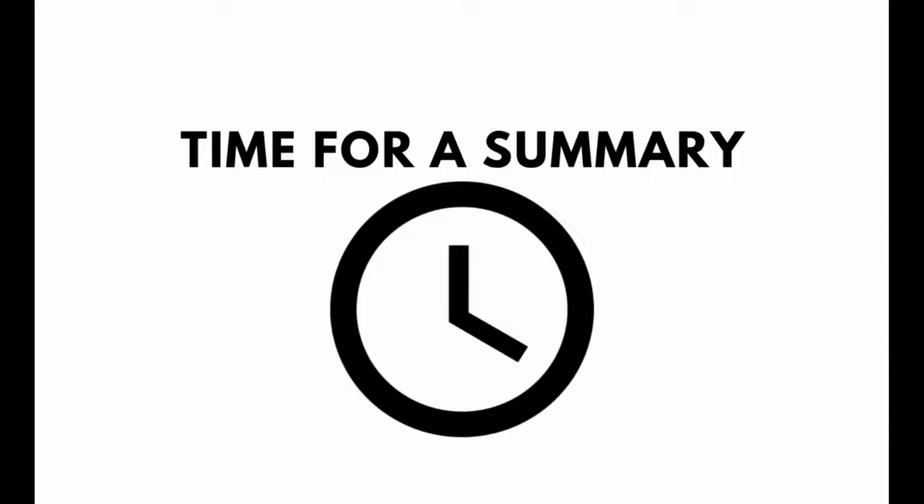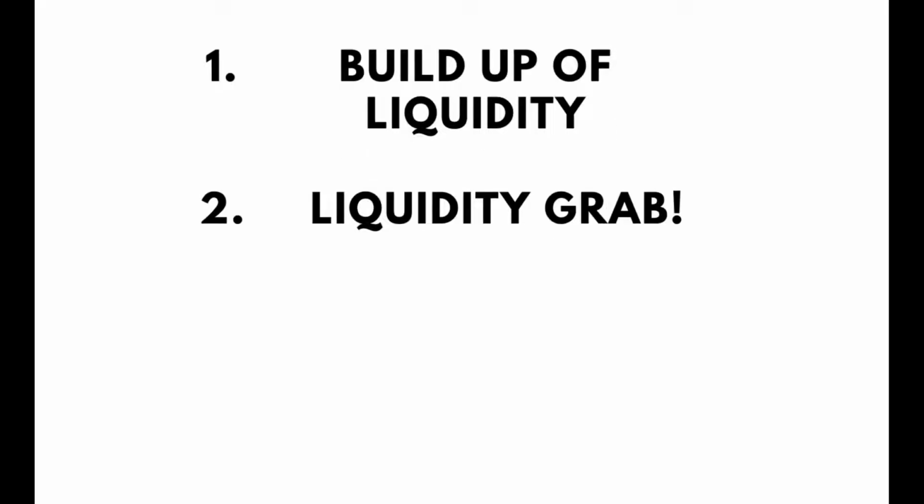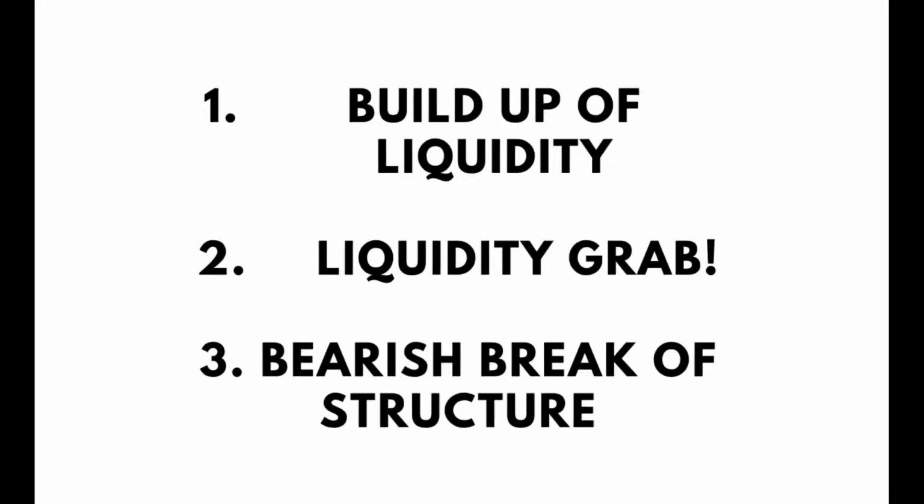So as a summary of what to look for when looking for a distribution schematic, first you need a buildup of liquidity. Secondly, you need a purge of that liquidity in terms of a liquidity grab. And then immediately after the liquidity grab, you need a bearish break of structure. Once those three points are fulfilled, you have the go ahead to take a short position with the expectation that price will be sent lower due to the distribution schematic.